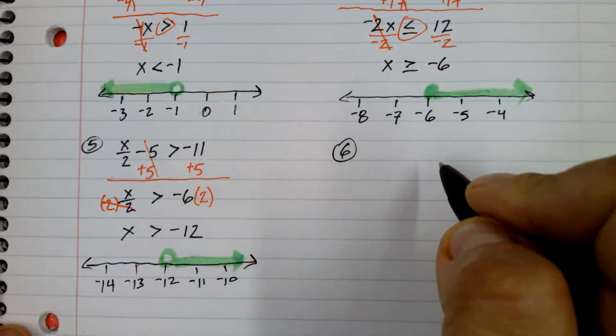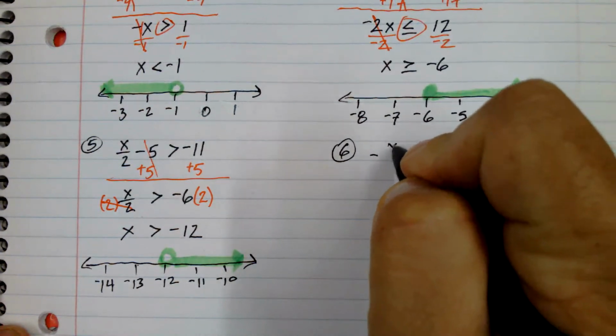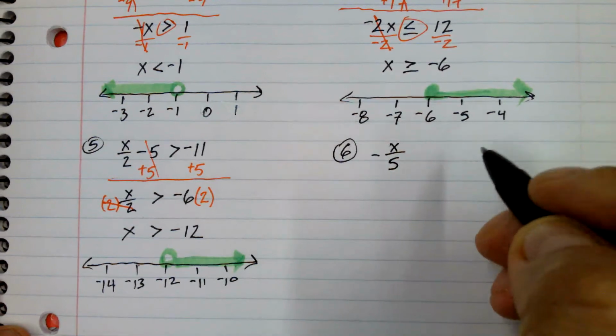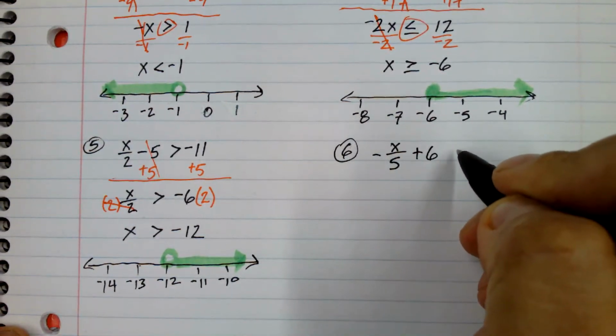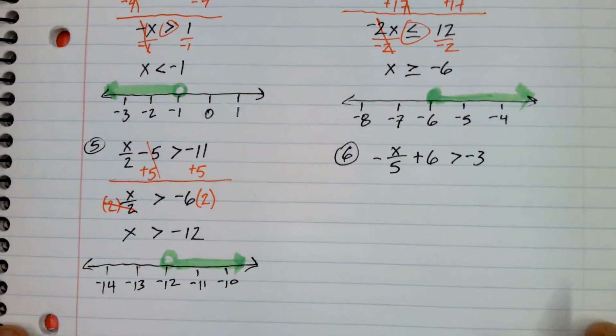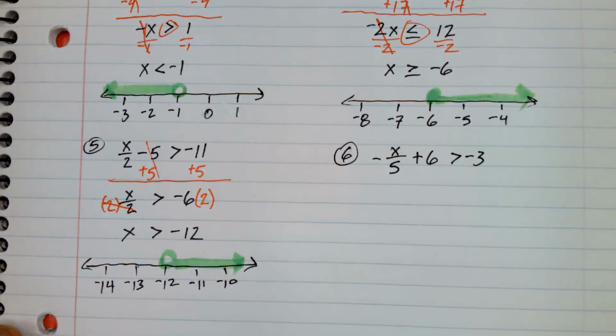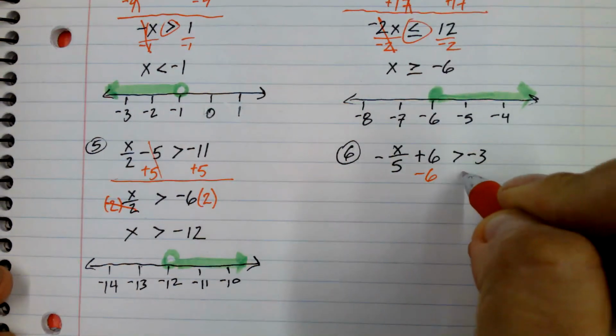Okay, so here we go. Number 6. Negative x fifths plus 6 is greater than negative 3. Negative x fifths plus 6 is greater than negative 3. All right, guys, what do we do? Tell me. Take away the 6 with a minus 6 or negative 6. Okay.